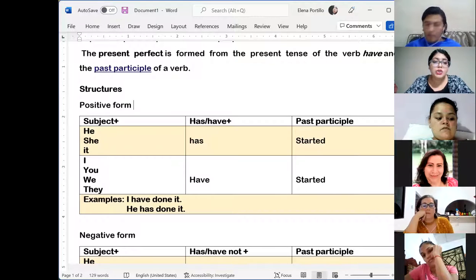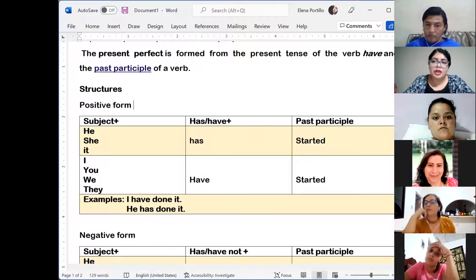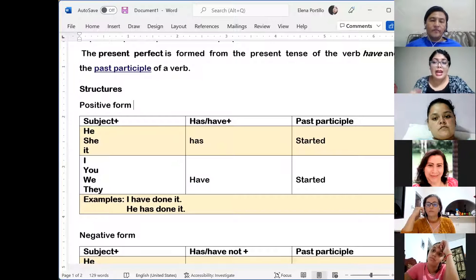Then we have I, you, we, and they. And we are going to use have. Then we have the verb in past participle. And we have some examples. I have done it. He has done it. Okay, we are going to use have and has.